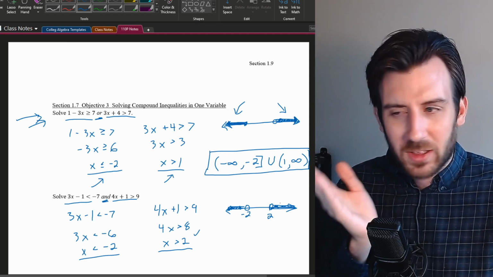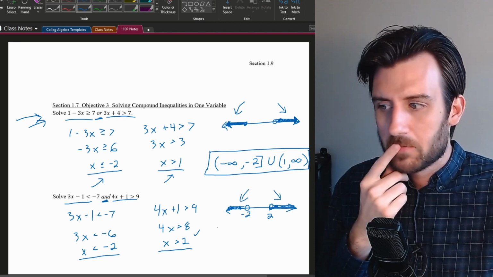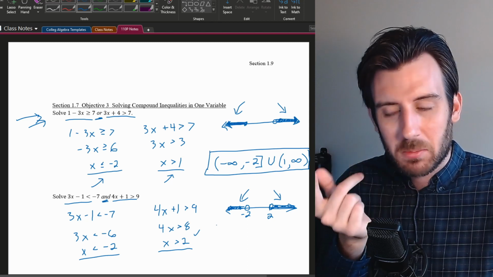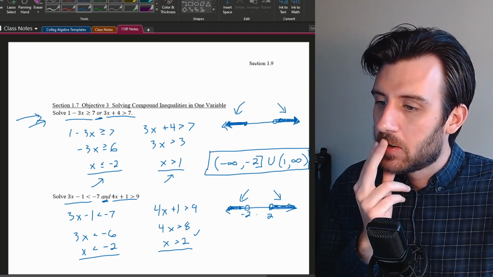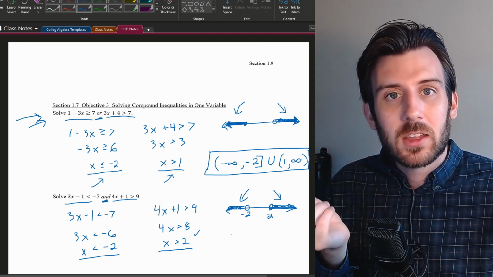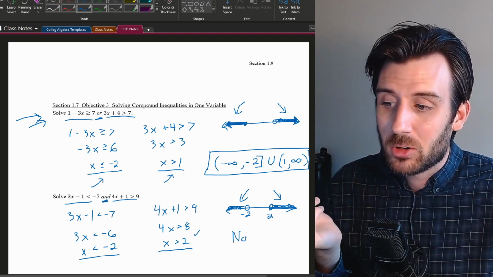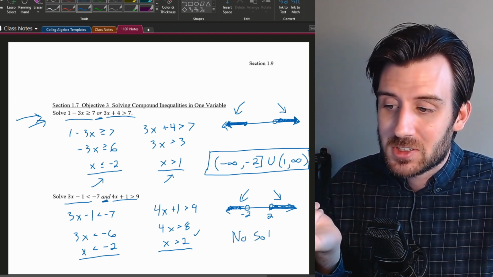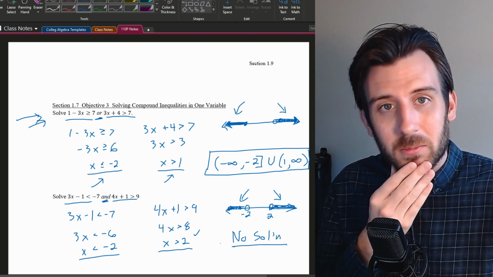Do I have values that work for this and this? I don't. There's not a number that is both less than negative 2 and bigger than 2. So this actually has no solution. And sometimes that's going to be the case, as if we're talking about putting conditions on inequalities. Sometimes if we put too many conditions on it, there's just not going to be a solution that satisfies every single one of the restrictions that we would like to see happen.